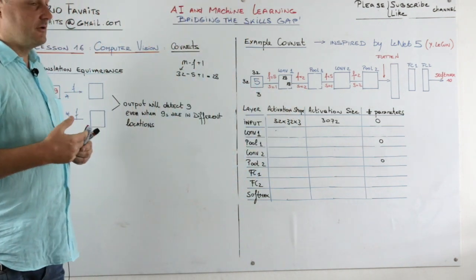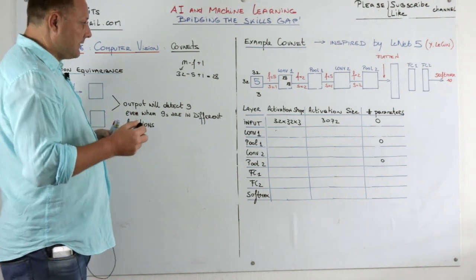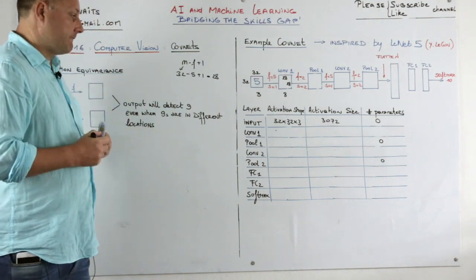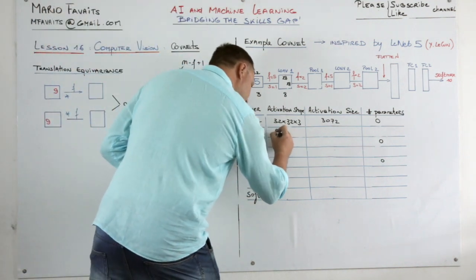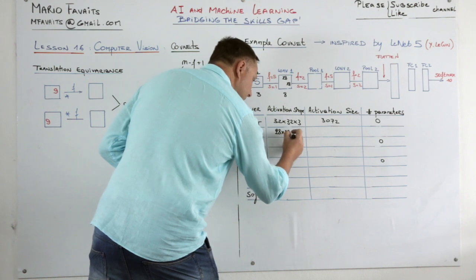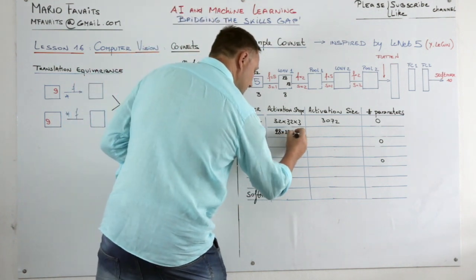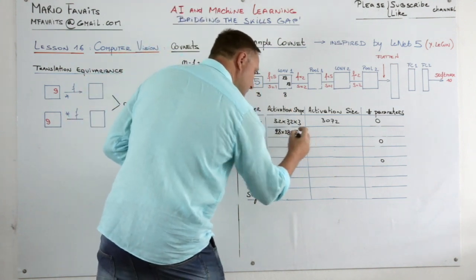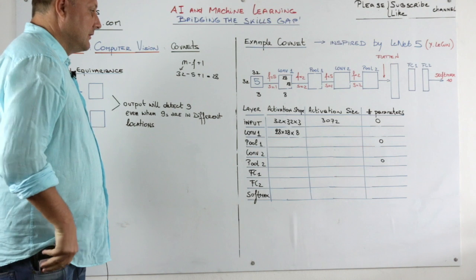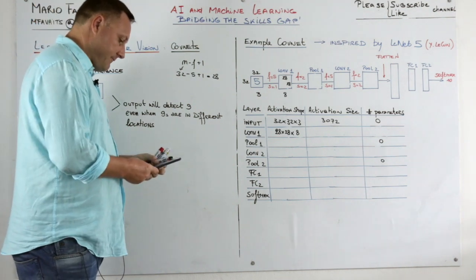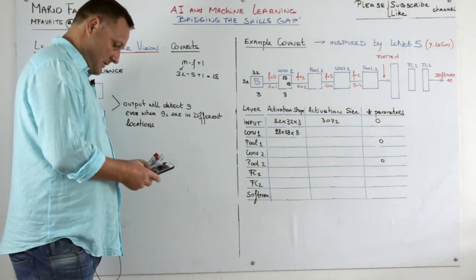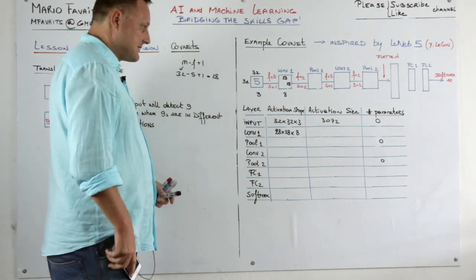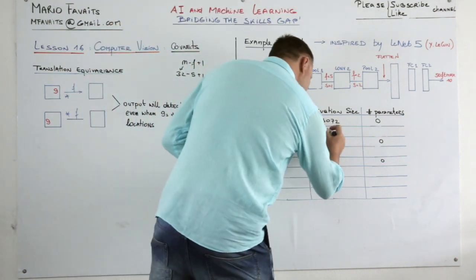In terms of number of filters, we're going to use 8 filters. So here conv1 is 28 times 28 times 8, because we're going to use 8 filters. So the size will be 28 times 28 times 8, which is 6272.